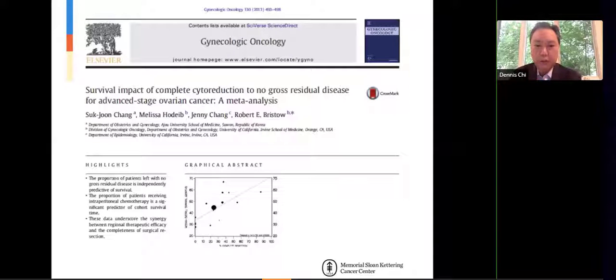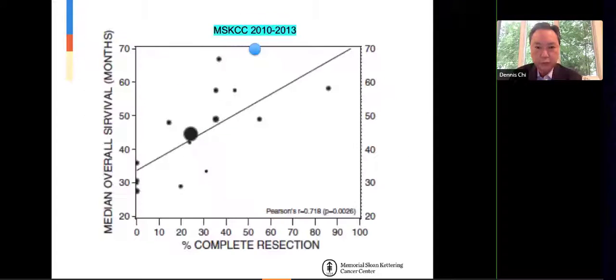I think we can all agree, let's find some areas where there's common ground. We can all agree that whether you're going to do a complete primary cytoreduction or an interval cytoreduction, complete debulking of all gross residual disease is the goal of surgery. This was a meta-analysis by Chang from South Korea, where he showed that basically the higher the rate of complete cytoreduction, the better the median overall survival will be.